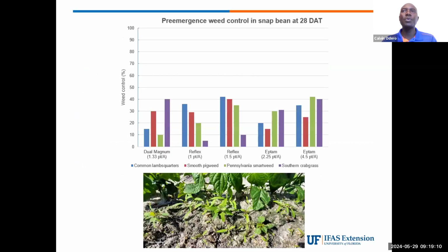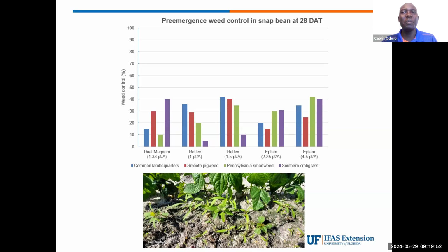So I wanted to share with you a study that I did this last fall on a sandy soil. We conducted a field study to look at the efficacy of different pre-herbicides. The goal was to see how Eptam would work in relation to the other commonly used pre-herbicides. So we had Dual at 1.33 pints per acre, Reflex at 1 pint and 1.5 pints, and then Eptam at the 2 rates, 2¼ and 4½ pints. But as you can see from this graph, the level of weed control was not more than 50% for any of the herbicides.